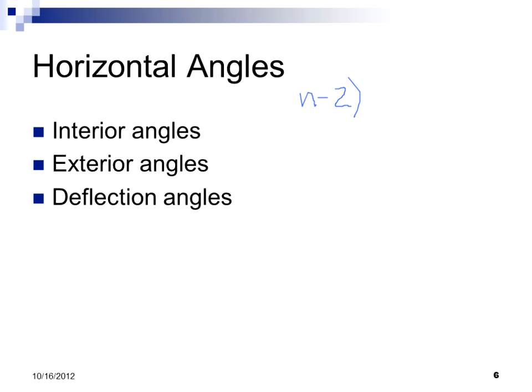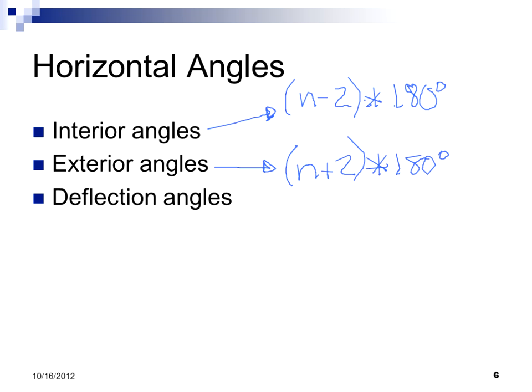And if you recall, for interior angles, (n-2) times 180 degrees will give you the sum of the angles inside of a polygon. So that's for interior. Exterior angles, (n+2) times 180 degrees will tell you the sum of all of the angles on the exterior of a closed polygon.